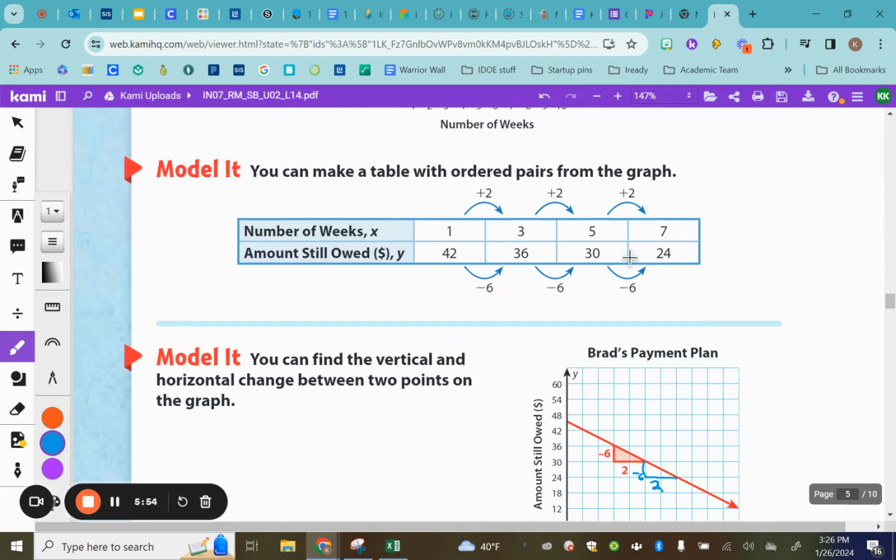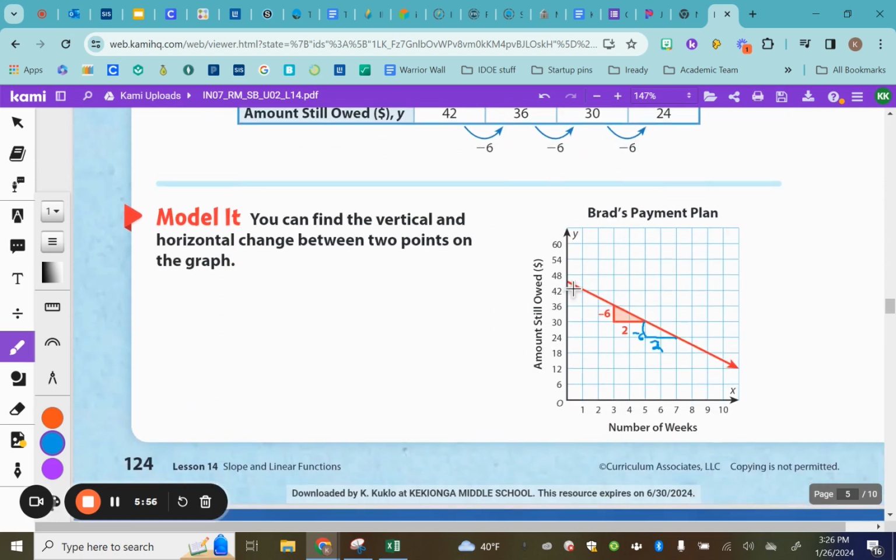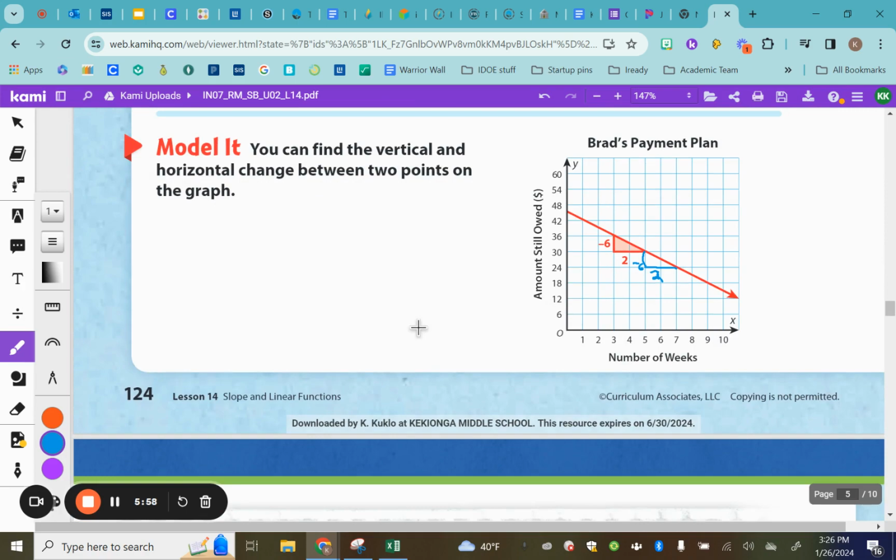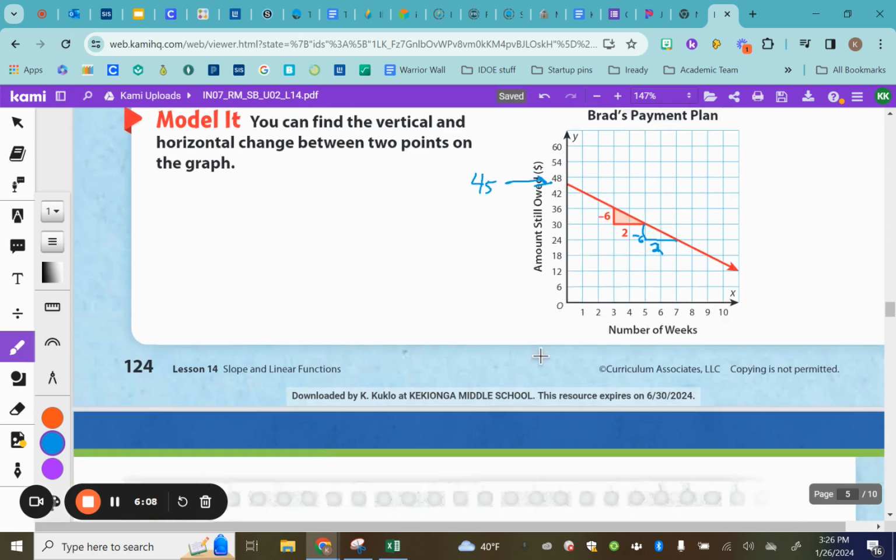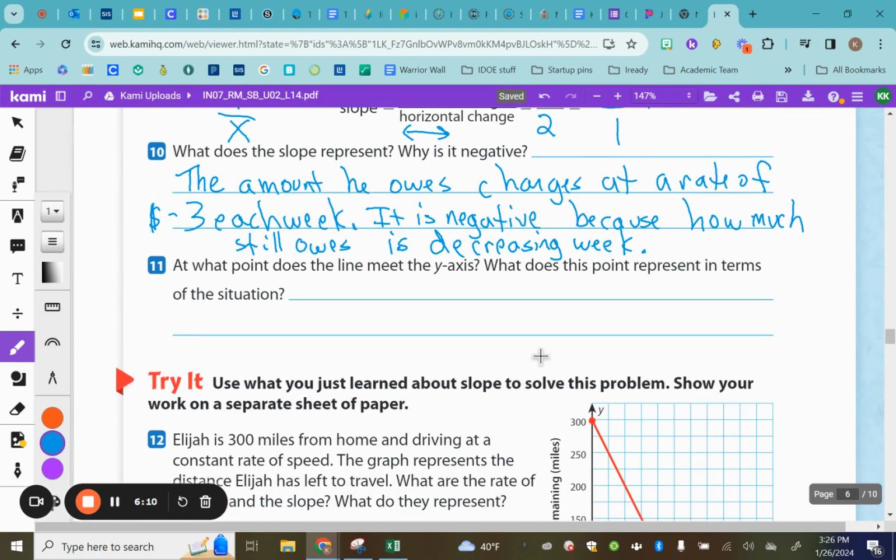And that's kind of hard to see because it's not on any of our graphs either. But exactly between 42 and 48 is 45. So the y-axis is 45. And at 0, that means $45 in 0 weeks.